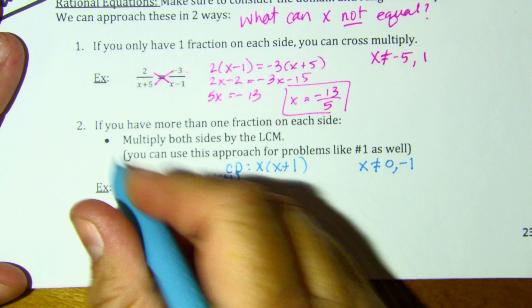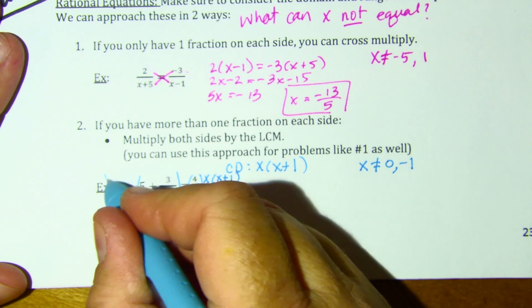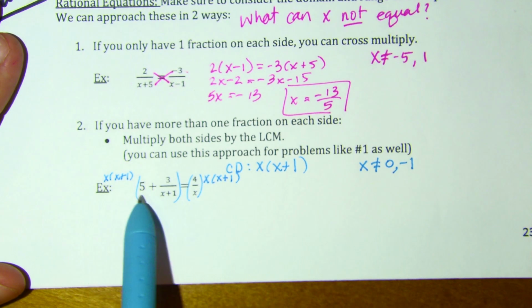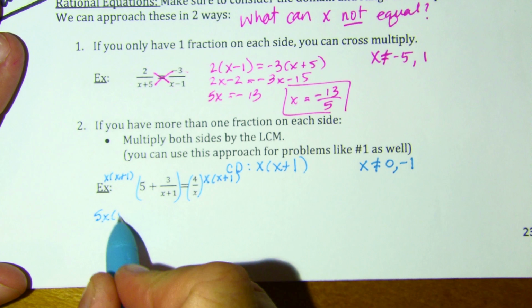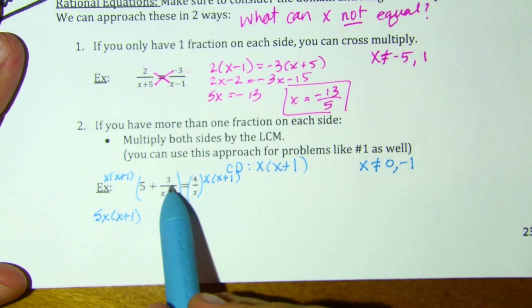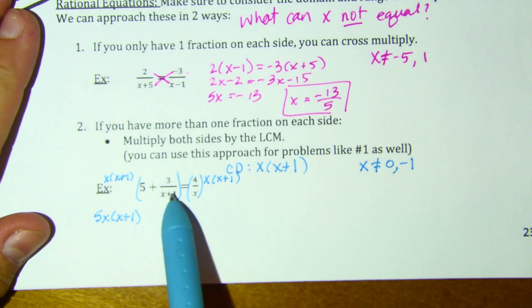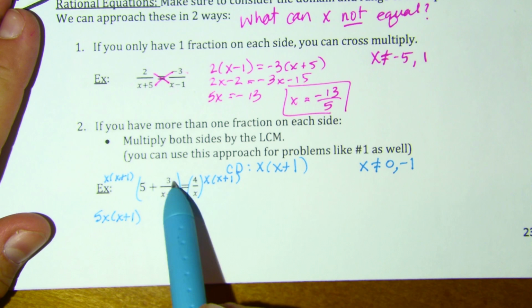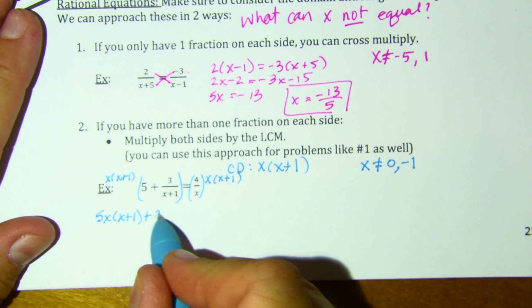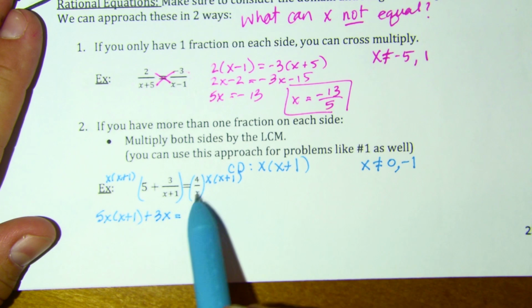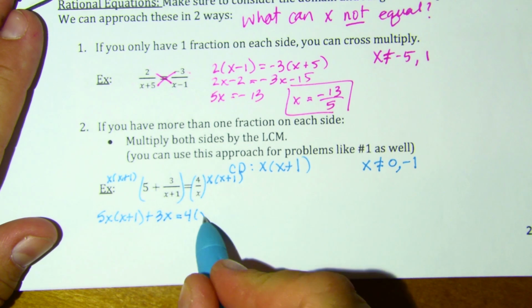And I'm going to multiply this side by that, x times x plus 1. And on this left-hand side, when I distribute that to the 5, I'm going to have 5x times x plus 1. And then distributing it to the second term, I'm going to have over here the x plus 1's cancel, and I'll just have 3 times x. On this side, I'll have the x's cancel, and I'll have 4 times x plus 1.